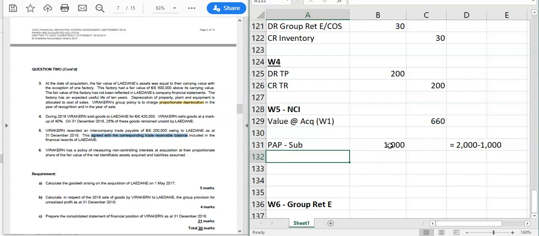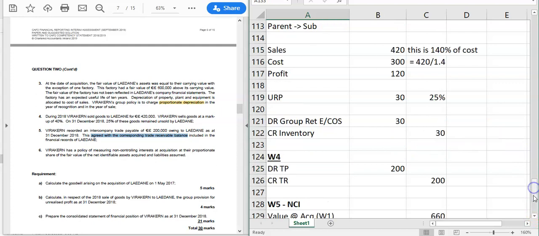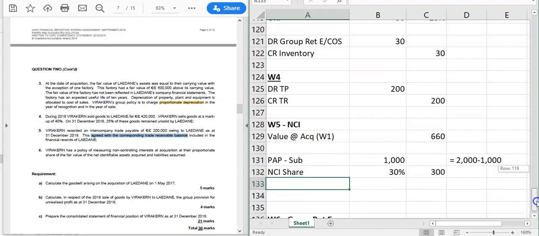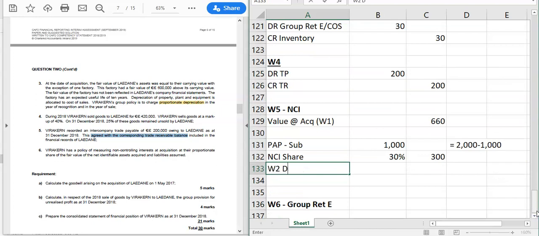Post-acquisition. And the NCI share of that is 30%. So they're going to get 300 of that share. And you add that on, because it's increasing their share of the profits. They own a portion, they get a portion. And we also have one other adjustment up here, which is debit NCI 30. That's the credit NCI 660 to start off. In working 2, then we reduce the NCI, working 2 depreciation, minus 30.